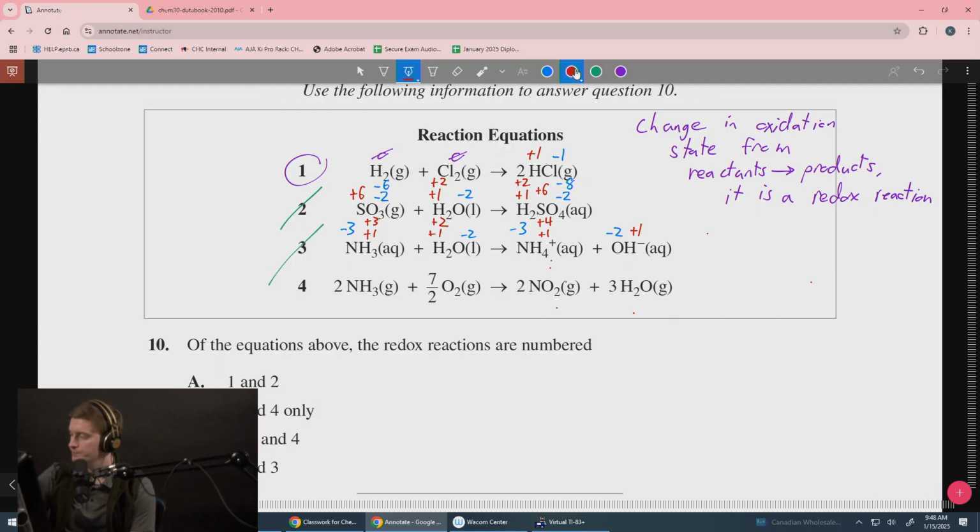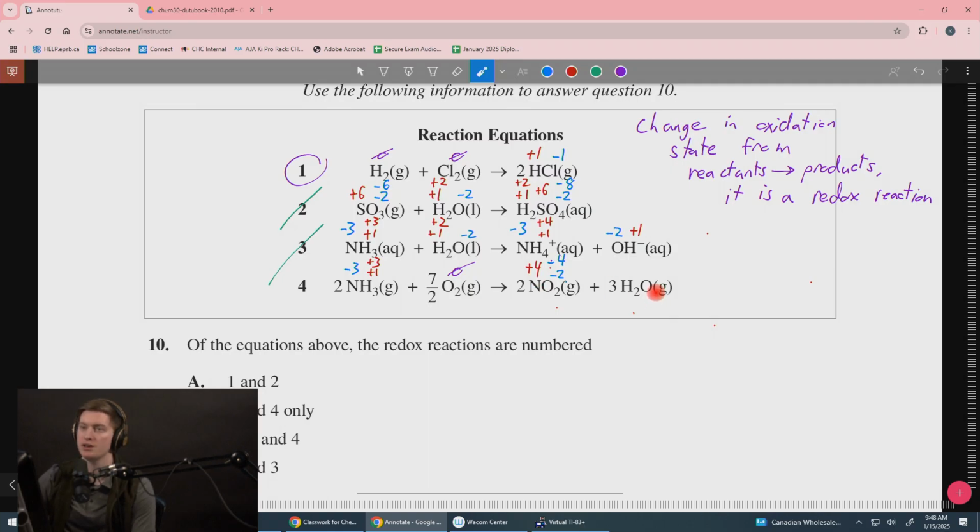Number 4, the ammonia, same as the reaction number 3. The nitrogen has a -3 oxidation state. The hydrogens all have a +1. Elemental oxygen has an oxidation state of 0. Then we get to this nitrogen dioxide gas. In the nitrogen dioxide gas, we're going to start with the oxygen, which has a -2 oxidation state per oxygen. We have 2 oxygens, so that's a -4 overall. This is a neutral molecule, so this nitrogen has to have a +4 oxidation state. We've gone from -3 to +4, so this must be a redox reaction.